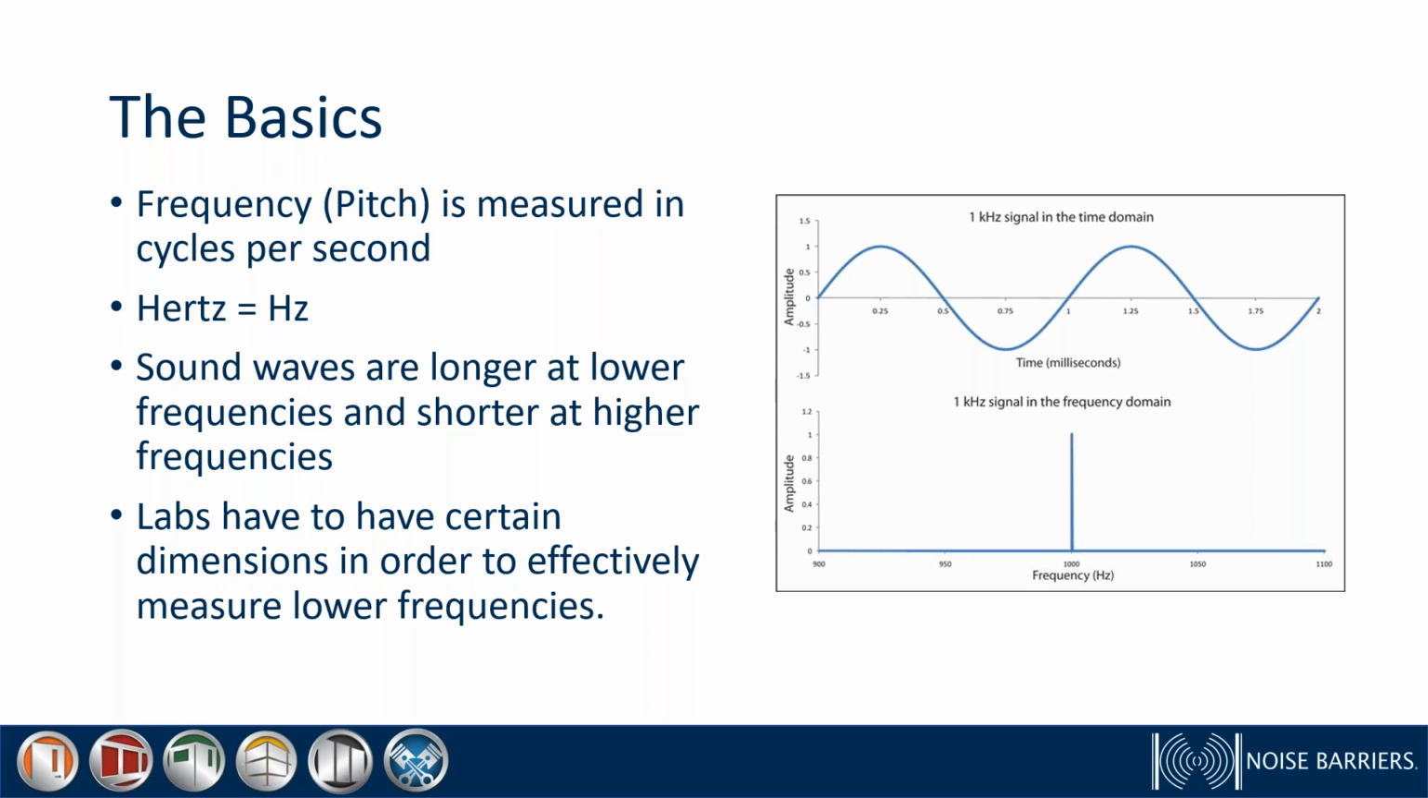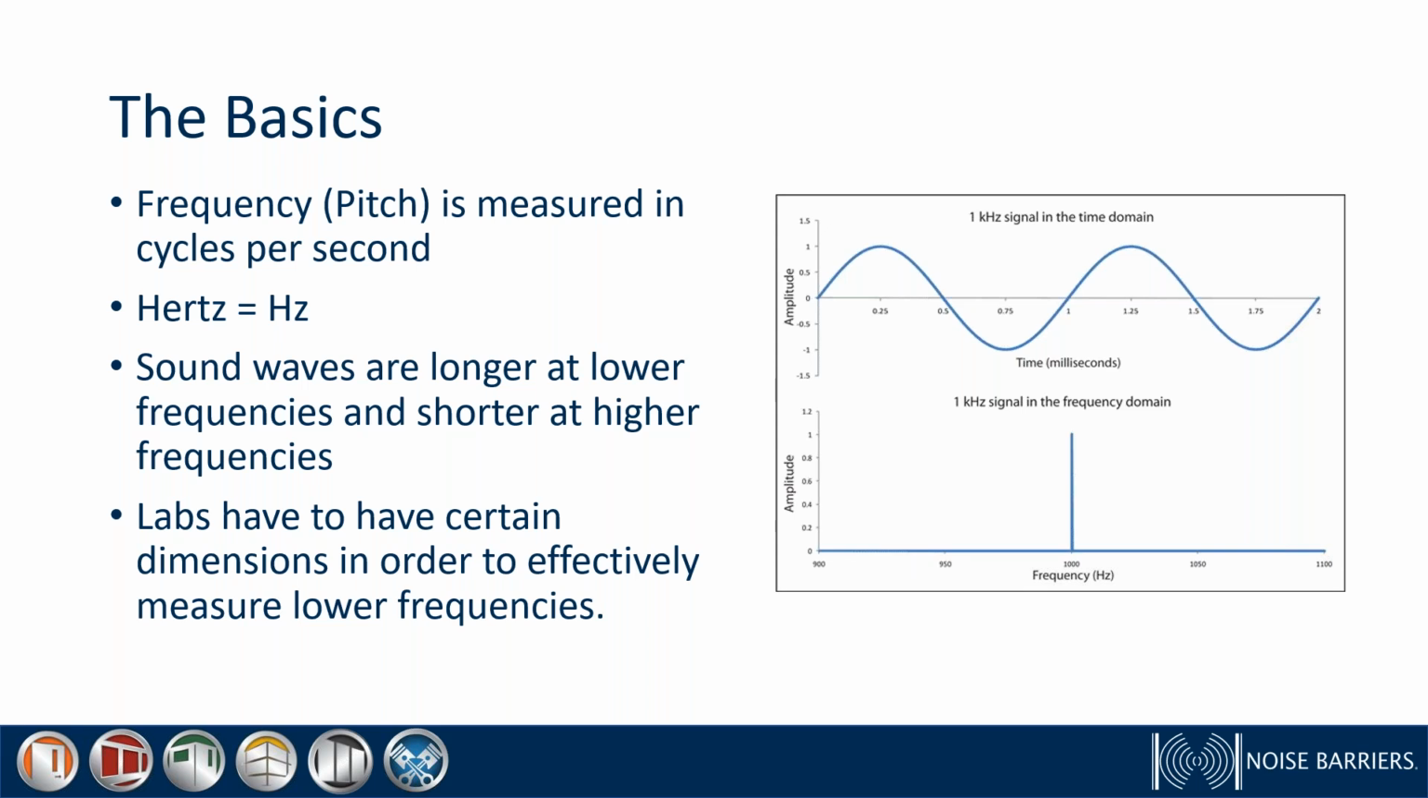So we talked about frequency a little bit. Frequency is also known as pitch, and it's measured in cycles per second. Hertz is shortened to Hz. Sound waves are longer at lower frequencies and shorter at higher frequencies, and labs have to have certain dimensions in order to effectively measure those low frequencies. So when you think of a really long sound wave at the lower frequency, you're going to need a larger room for that sound wave to be able to travel appropriately and have a certain amount of cycles.